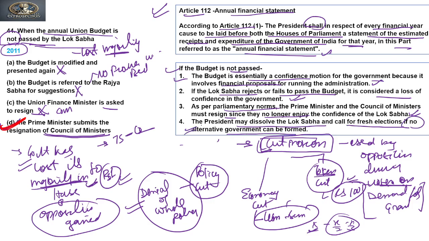So after the resignation of the prime minister, it is not necessary that the president calls for dissolution. It may, if there is no alternative or there is no one to form a government, then only the president can dissolve the house after the resignation of the prime minister. Clear? So this is all from the parliamentary section. Hope I have covered every part of this question.